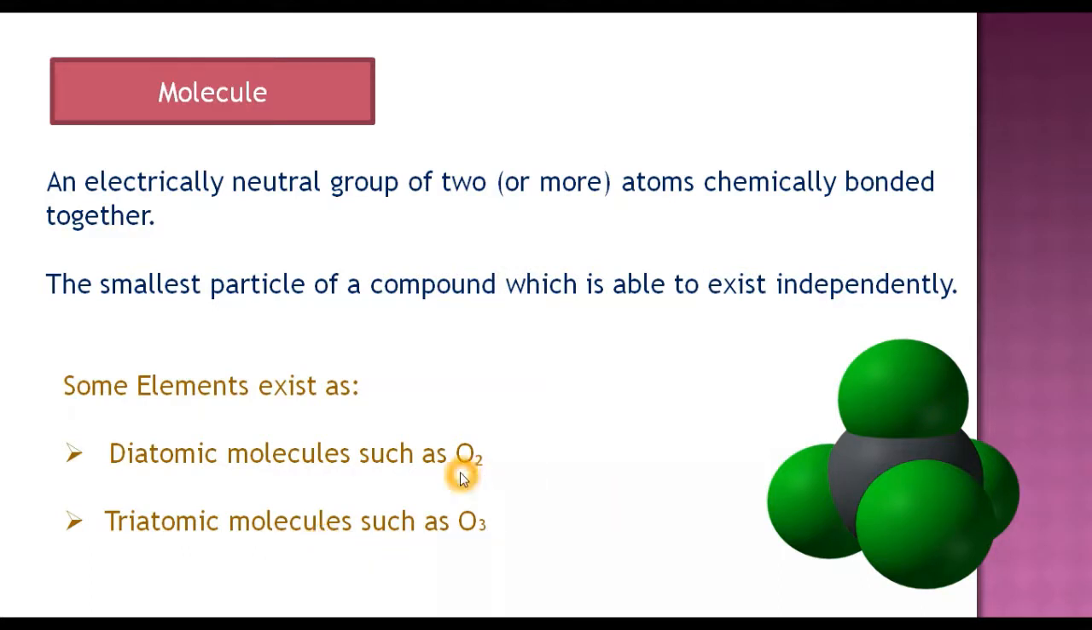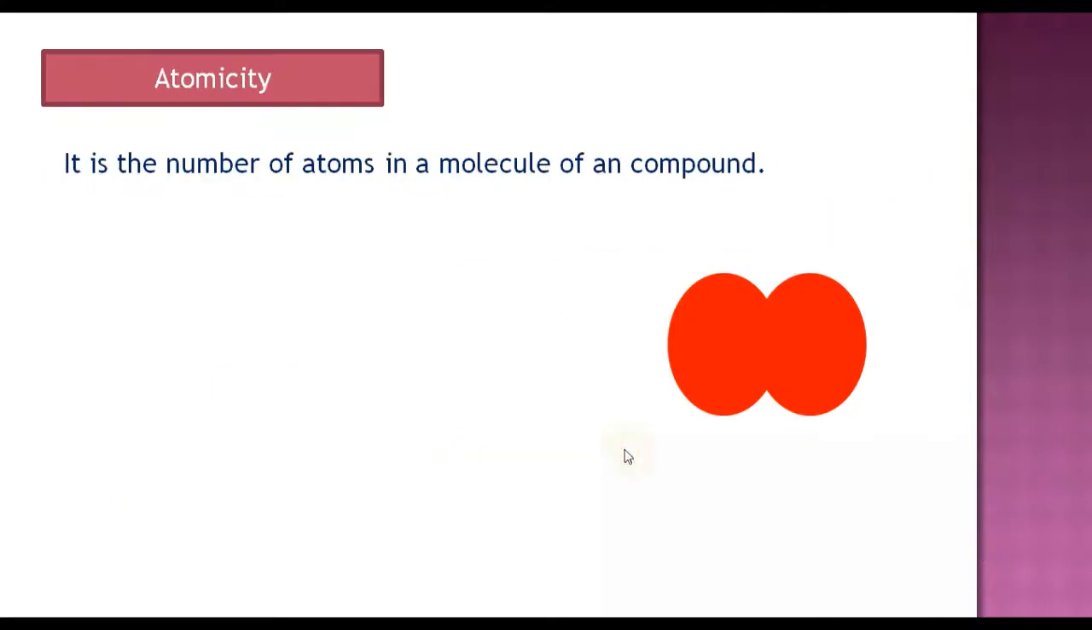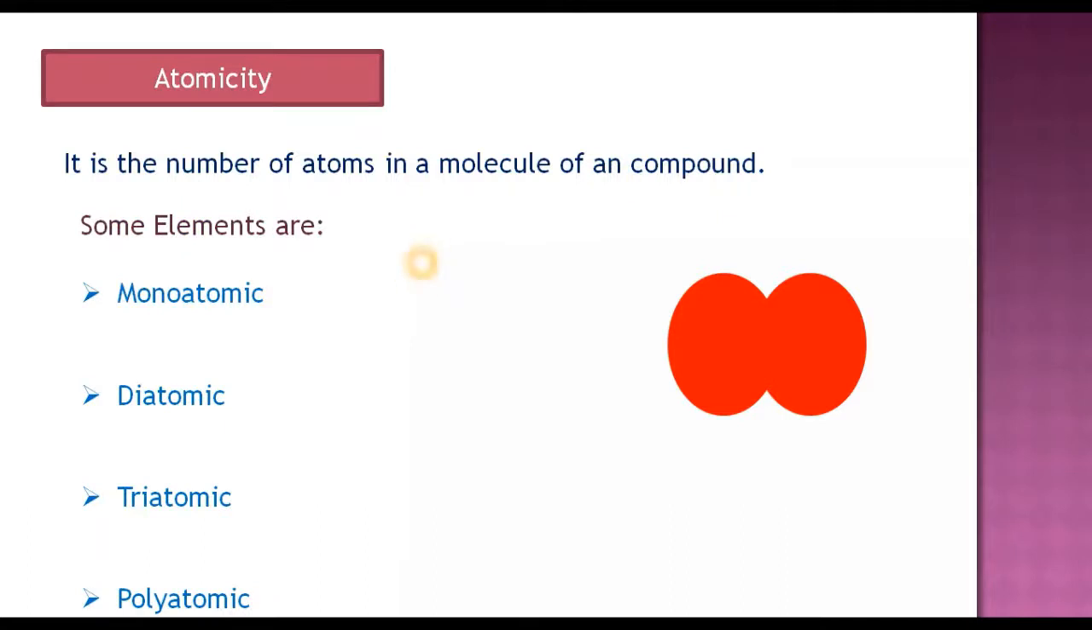Now, based on the number of atoms combined to form a molecule, we have atomicity. Atomicity is nothing but the number of atoms in a molecule of a compound. That means whatever number of atoms have combined to form a molecule, that number is termed atomicity. Now see, we have monoatomic, diatomic, triatomic, and polyatomic molecules.